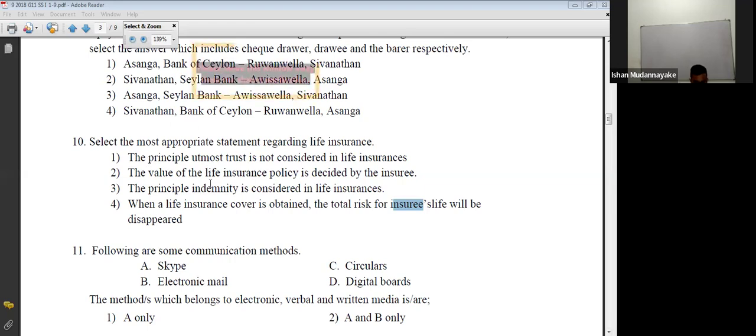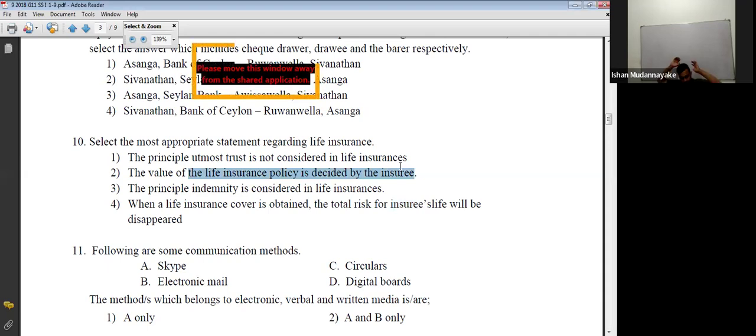What's the answer? Lamai, most appropriate is regarding life insurance. The value of life insurance policy decided by the insured. Yes. In property insurance, the company decides the value of insurance, but in life insurance, we decide the value of the insurance. If you want to get life insurance coverage, you decide the insurance fee. You decide the total value of insurance of your life.